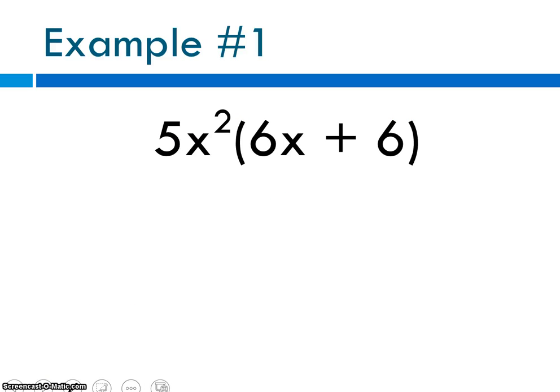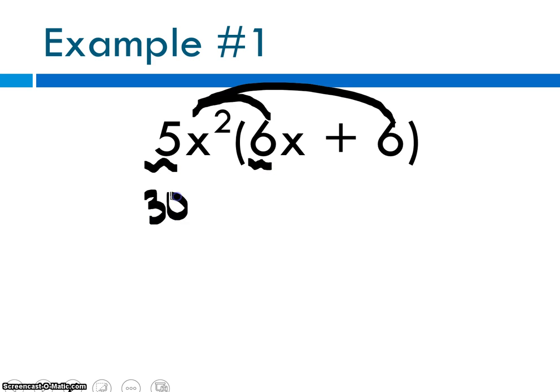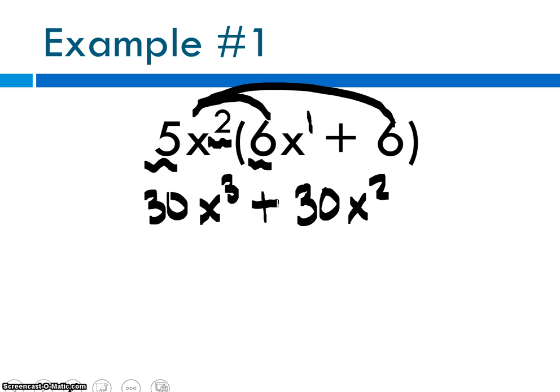So for our first example, we're going to multiply this outside term, the 5x squared, by 6x, and then we're going to multiply it by the 6. So 5 times 6 is 30. Then we add our exponents. The one on the x is a 1, so now we have 30x cubed. And then 5x squared times 6 would be a 30, and we tag on that x squared. Put a plus in between because it's positive, and that one's complete because there's no more like terms.